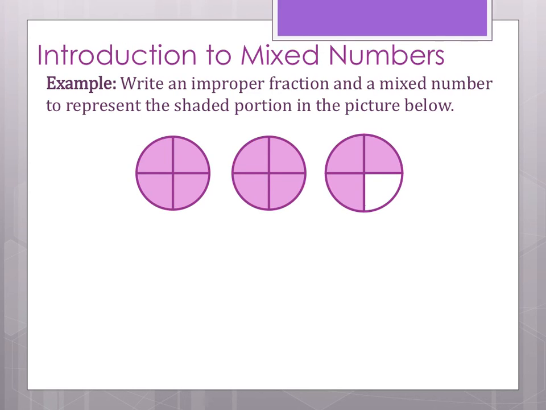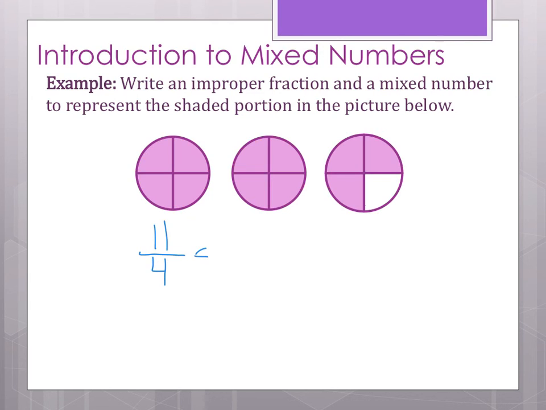So if we were to write this as an improper fraction, we would count how many shaded parts we have. 1, 2, 3, 4, 5, 6, 7, 8, 9, 10, 11. So we'll write 11 as our numerator, that's how many shaded parts we have, over the denominator, which is the number of parts per whole, which is 4. So 11/4. Now that's equal to a mixed number.